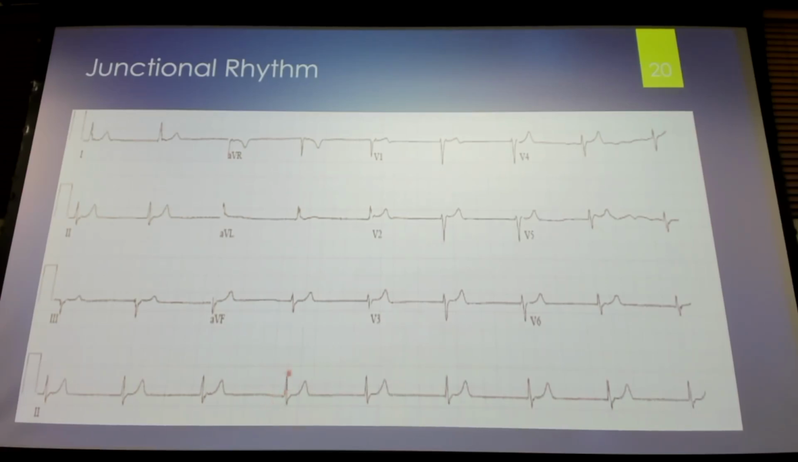We're just looking to see, do I have a P wave or not? Do I have a P wave? If I don't have a P wave, and I have a narrow complex, that's telling you that's coming from the junctional, regardless of the rate, that's coming from the junctional somewhere.